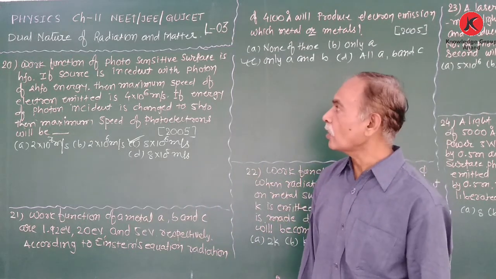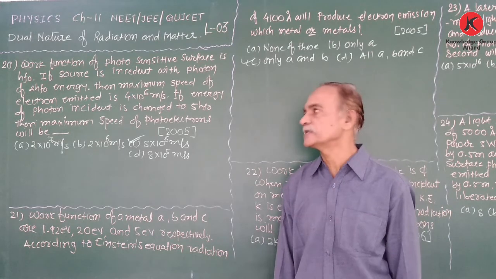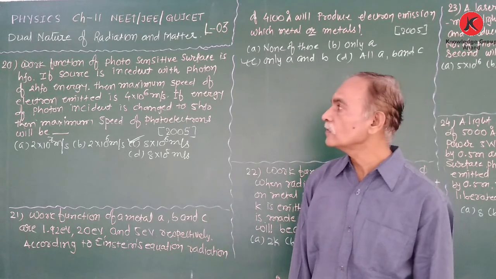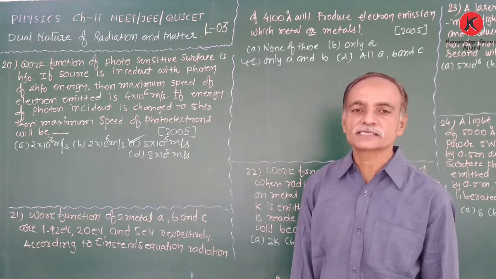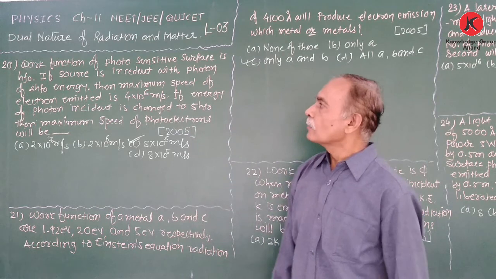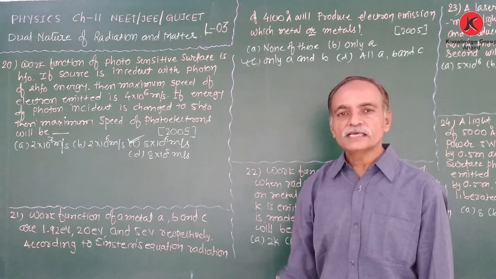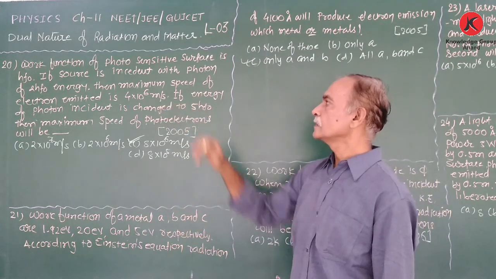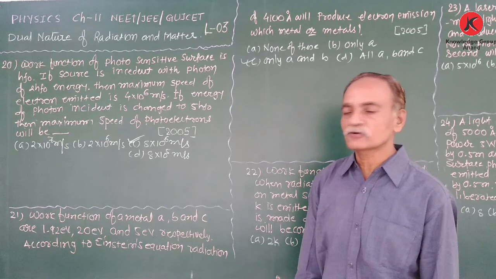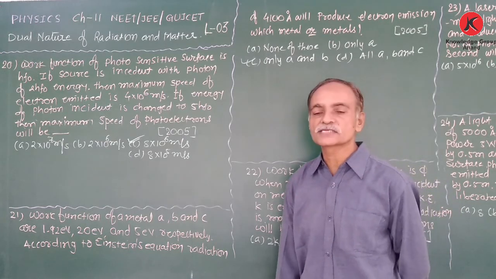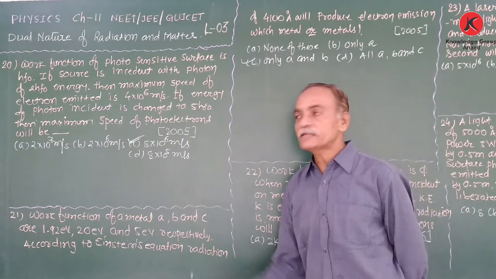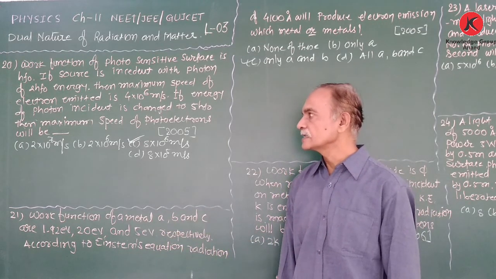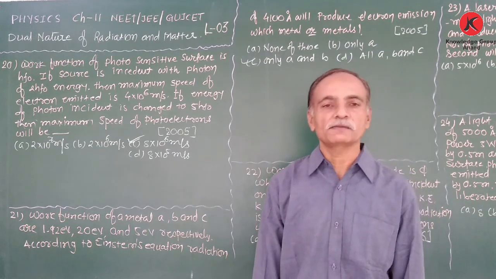The MCQ question asked in 2005: The work function of a photosensitive surface is hf0. If a source is incident with photons of 2hf0 energy, that means the incident photons have double the energy, then the maximum speed of the photoelectrons emitted is 4 × 10^6 meter per second. If the energy of the photon is changed to 5hf0, then what will the maximum speed of the photoelectrons be?